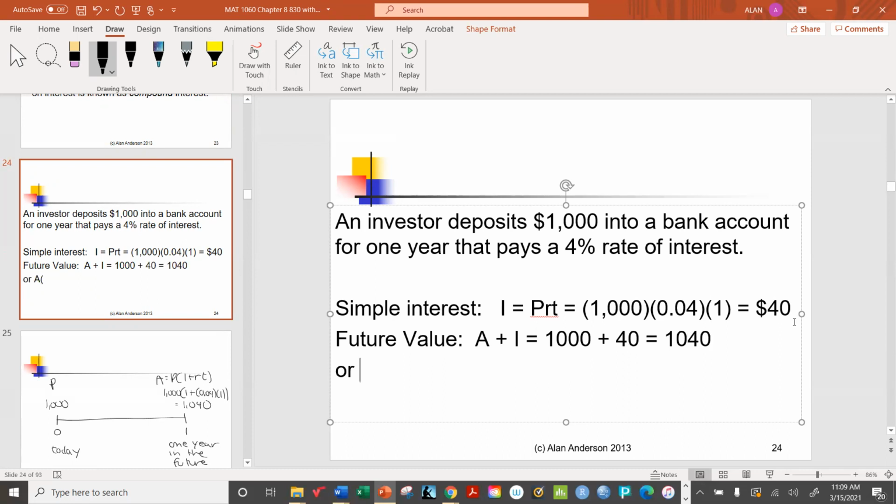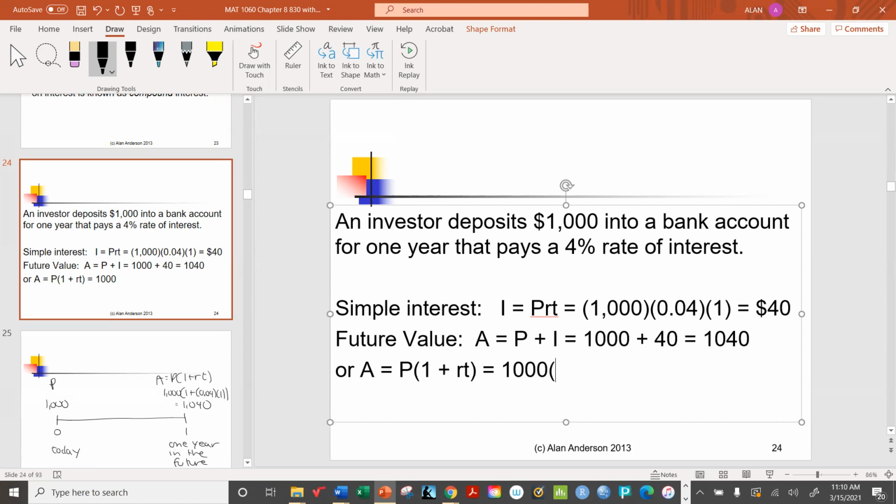Sorry, this is P plus I. Hold on one second. There we go, that's better. Okay, so we have simple interest of 40, which implies that our future value must be 1,040 because we're basically just adding on our original principal.